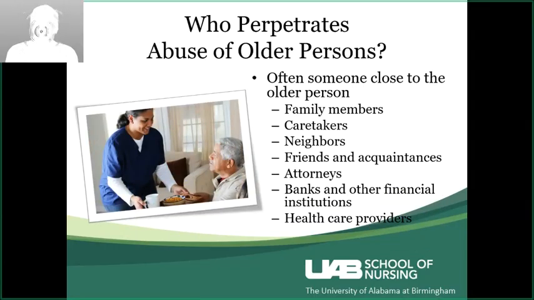So who perpetrates it? Family members, caretakers, neighbors, friends, attorneys, banks, and other institutions and healthcare providers. So remember, the vulnerability is the signal for the offender to set up the crime. And I think that's, if I can only leave you with one thing, people who will do criminal activities against older persons plan it and execute it with the vulnerable person that is available to them.